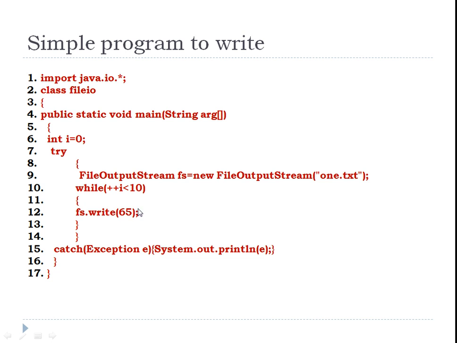65 in the file. But this file is a text based file, so this number we are writing in bytes, and this byte will be converted into the character. So when you open your file, it will say A 10 times.